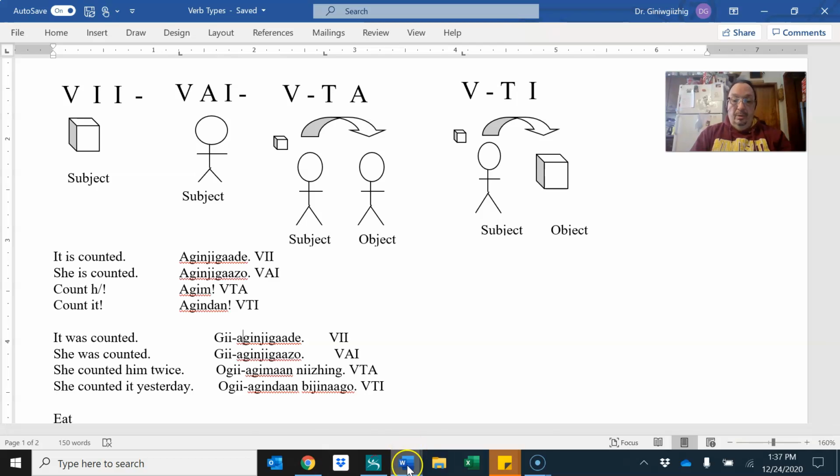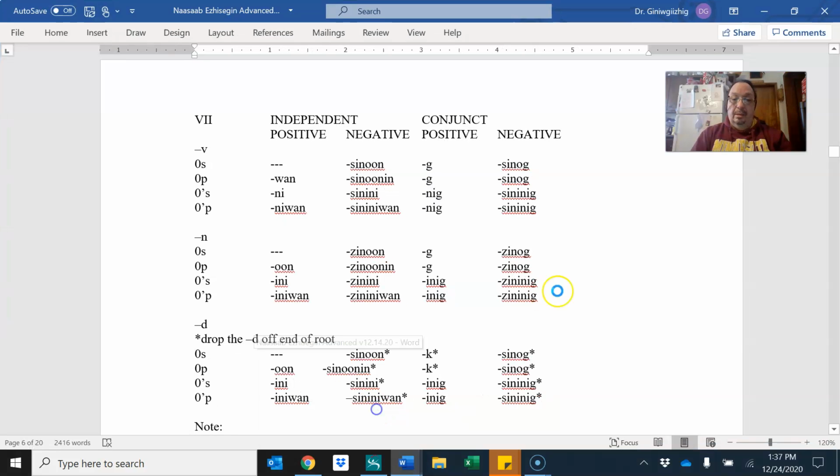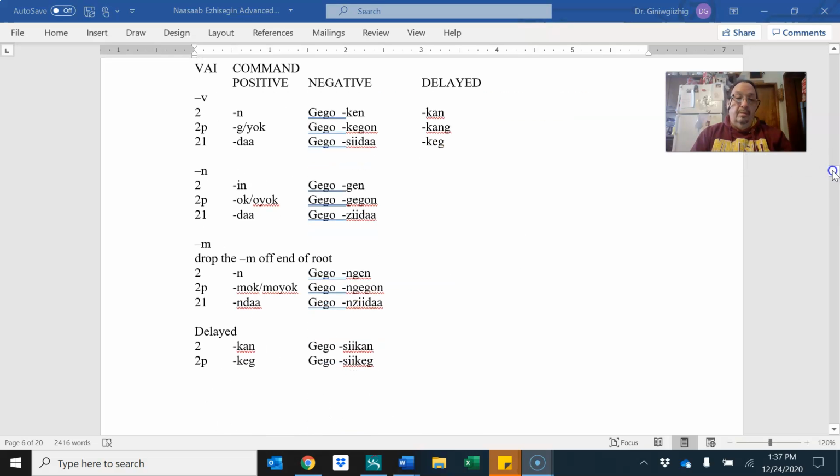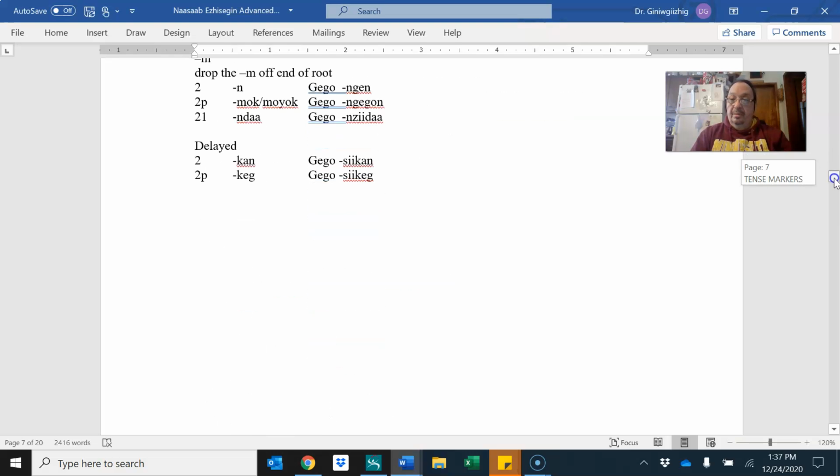So I go back to the rule book and I want to say she. And these are VII's. I've got to go down to VAI's. So I go down to VAI's. Those are the commands. Got to keep going.